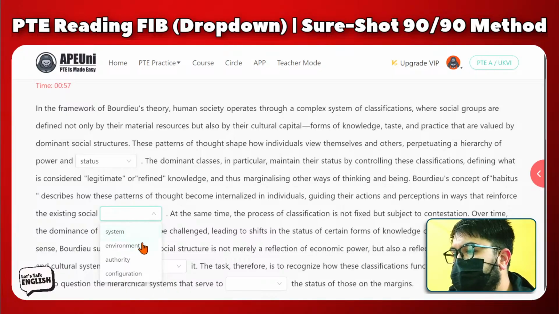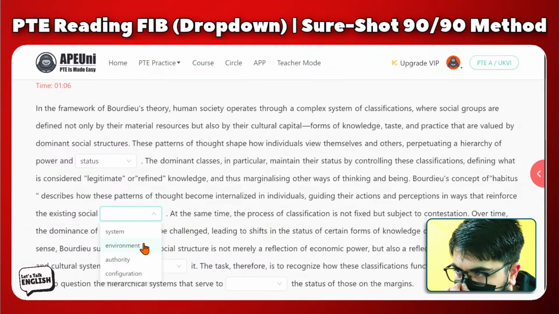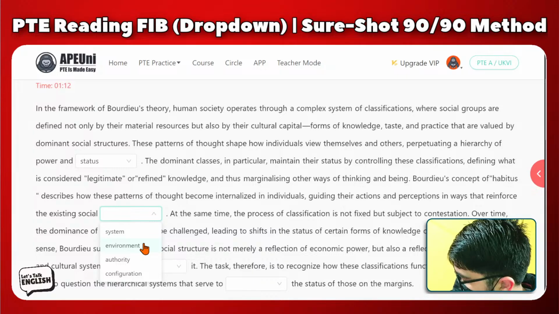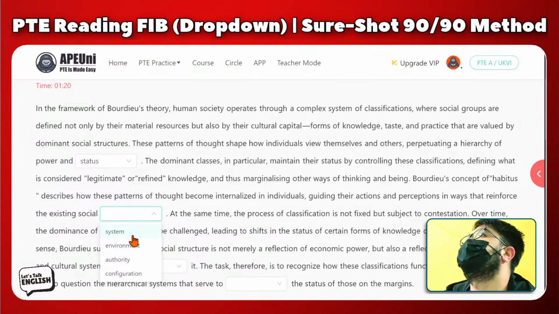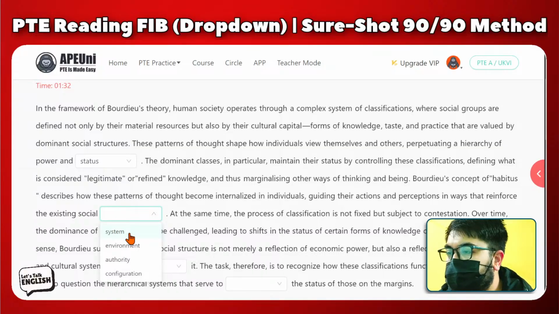Social structure, what? Okay, authority cannot be the answer. Configuration cannot be the answer. Is it going to be environment or is it going to be system? See, environment also incorporates a lot of natural things, but system only incorporates, if I'm not wrong, bureaucracy, the way wealthy and poor are living with each other. So my guess is it should be social system, but I won't be surprised if my answer is wrong and it's anything out of environment or configuration.